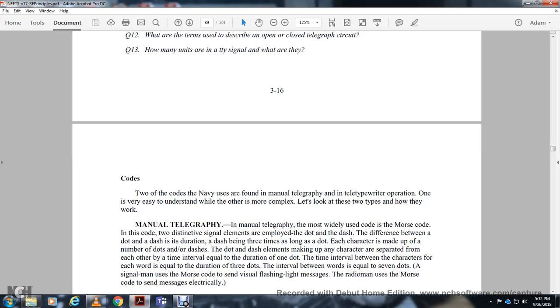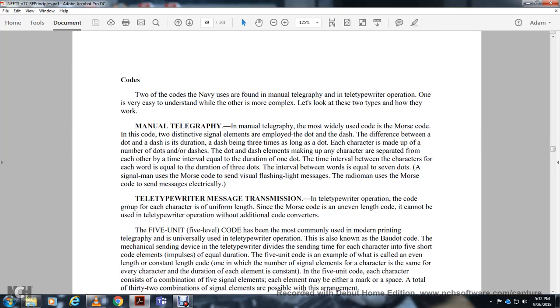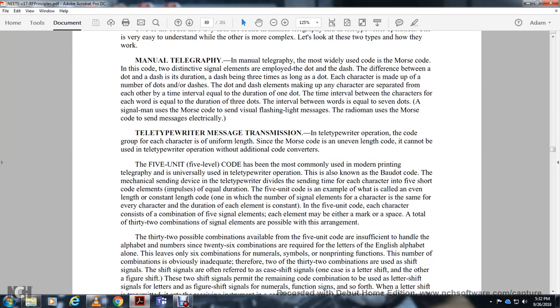A signalman uses the Morse code to send messages with a visual flashing light, while a radioman uses the Morse code to send messages electrically. Teletypewriter message transmission operates with a different code. Morse code has uneven code lengths, so it cannot be used in teletypewriter operation without an additional code converter.